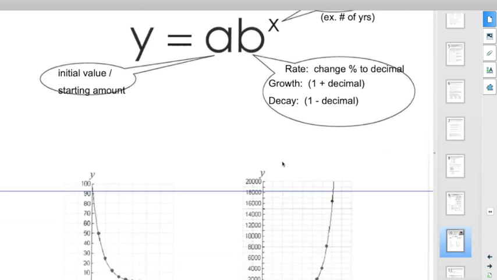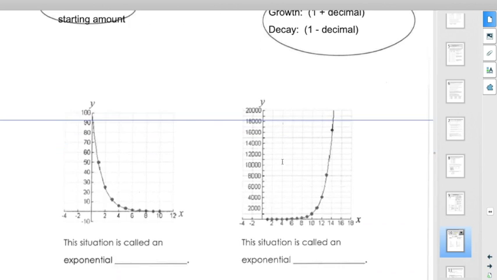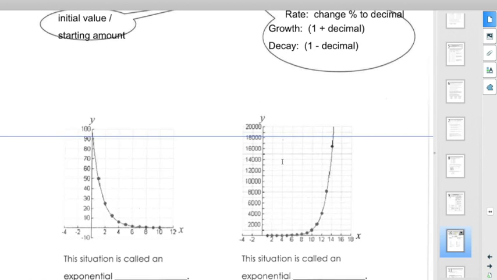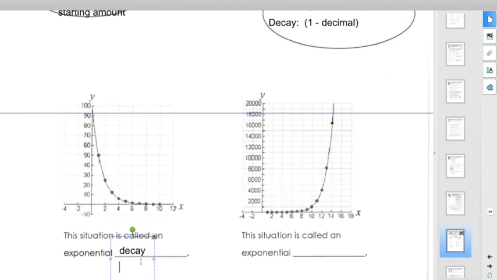And let's take a look at these two graphs here. This situation is called an exponential blank. Well, again, always look left to right. I definitely know this is not a linear function. This is not a straight line. It's decreasing exponentially fast. So I look left to right, it's decreasing. This situation is called an exponential decay. And that means that my b value would be less than 1, because it's a decay.